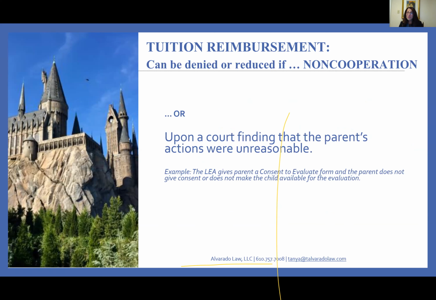Okay. Or tuition can be denied or reduced if the hearing officer finds that the parent somehow was unreasonable, either didn't show up for a meeting, or just anything that looks like non-cooperation, or you're being difficult, or even the school district scheduled several IEP meetings and you keep canceling them without good reason. So they really look at everything to see, well, was there an opportunity for the school district, that last opportunity, to try to get it right?